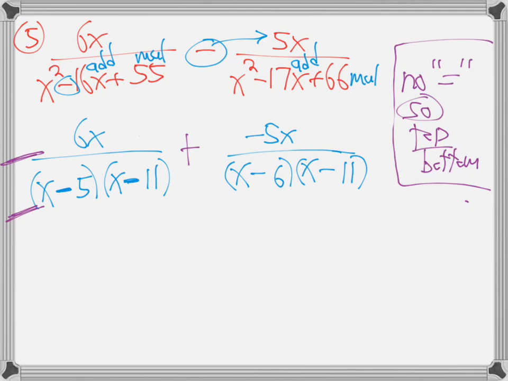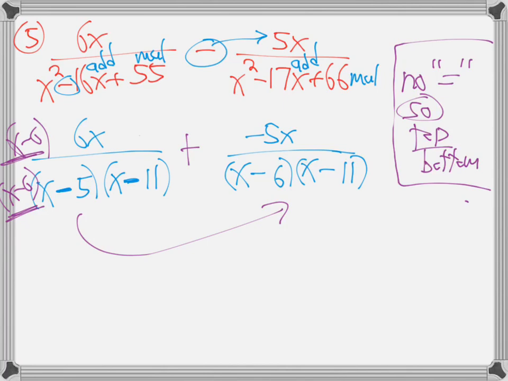What am I going to give it so that it's the same as the other? Trying to make them the same on the bottom, right? What is it missing? This is where you compare to your neighbors. What's it missing? X minus 6. Top and bottom. Not just top. Top and bottom.